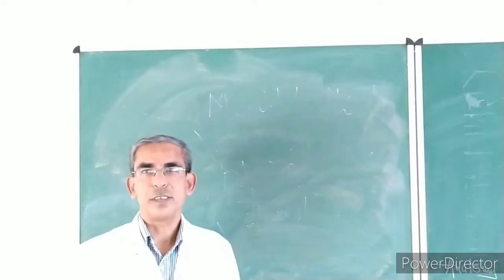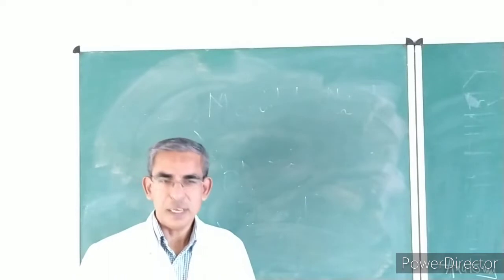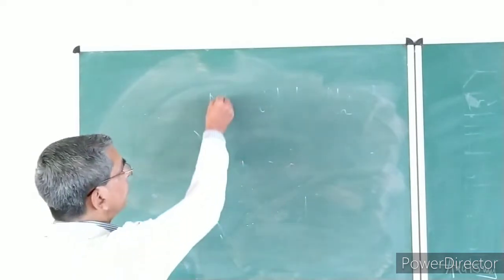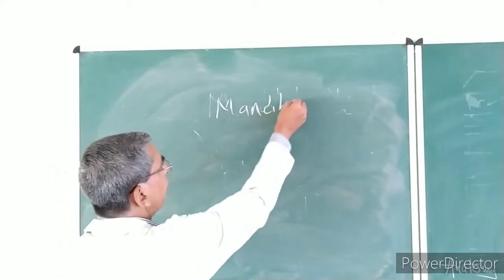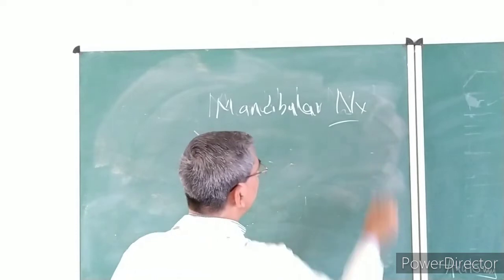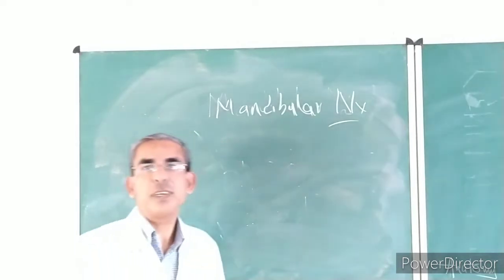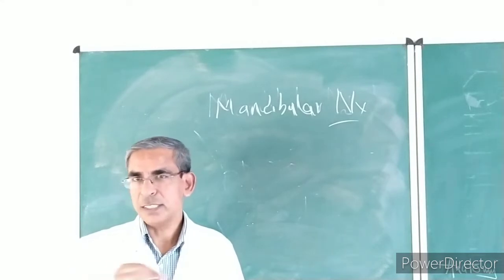So dear friends, today we will discuss the anatomy of the mandibular nerve. The mandibular nerve, as you know, is one of the important nervous components of the infratemporal fossa, and this mandibular nerve is a branch of the trigeminal nerve, which comes from one of the branches of the trigeminal ganglion.